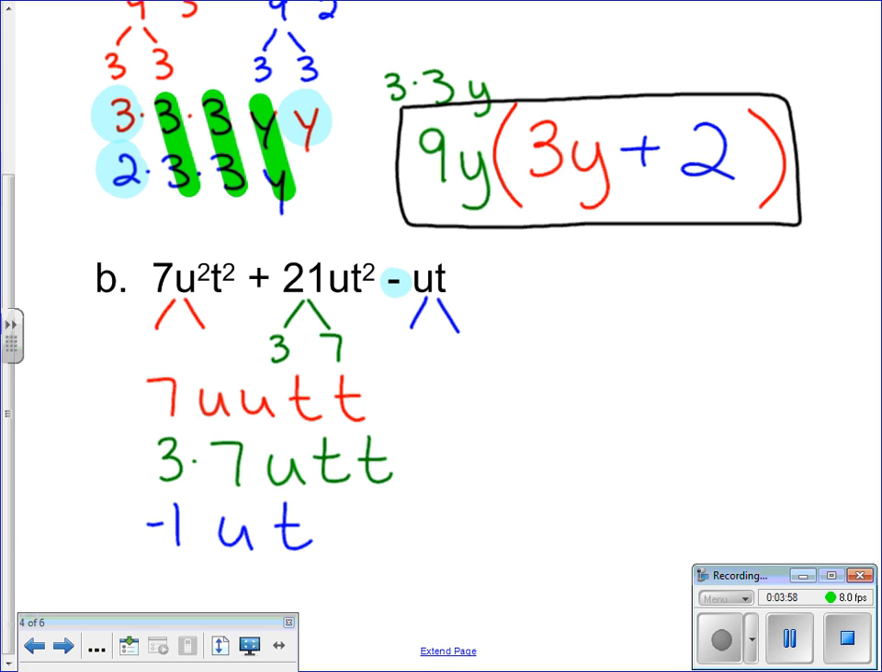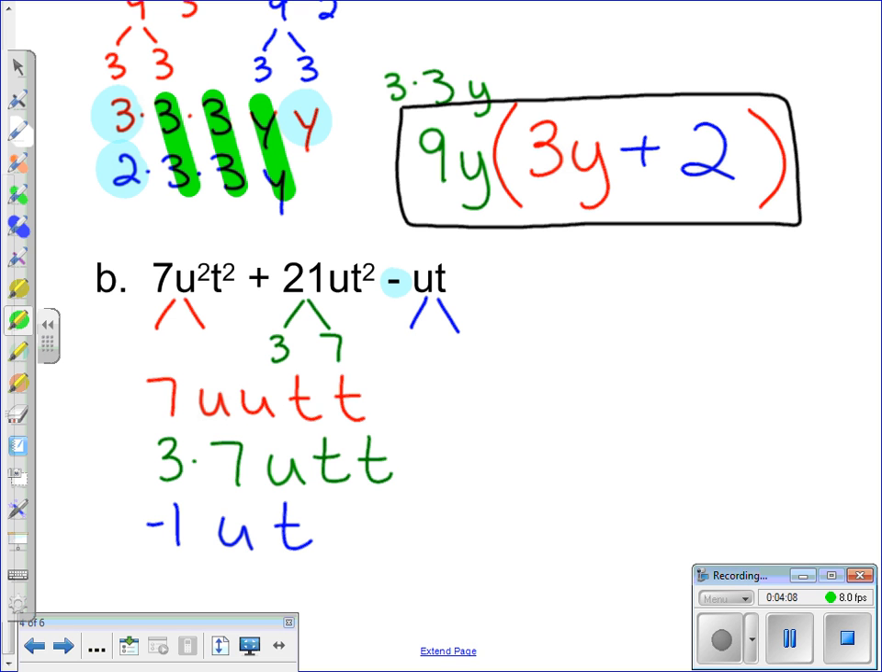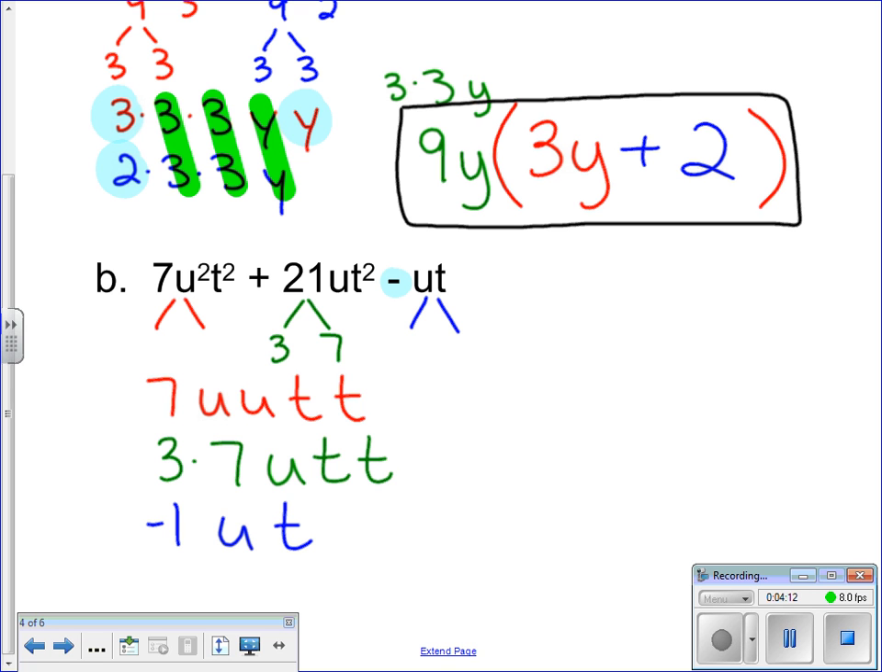Now again, the greatest common factor is what's in all three this time. Normally, greatest common factor is what's in two of them, but in this case, there are 3 parts, so the greatest common factor is what's in all 3 of them. There's only a 7 in 2 of them, but there is a U in all 3, so I'm going to put a U down. There is a T in all 3, so I'm going to put a T down. And then I'm going to have parentheses and fill in what's not been highlighted.